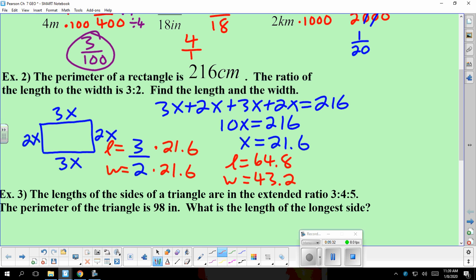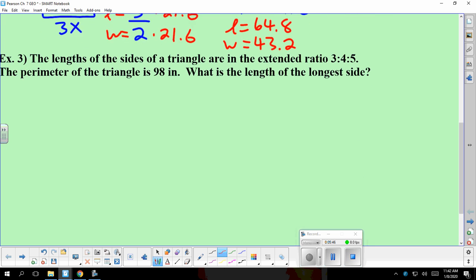Take a second. See if you can do example 3. It's already set up for you. All right, let's see how we did. The lengths of the sides of the triangle are in the extended ratio 3 to 4 to 5. The perimeter of the triangle is 98 inches. What is the length of the longest side?